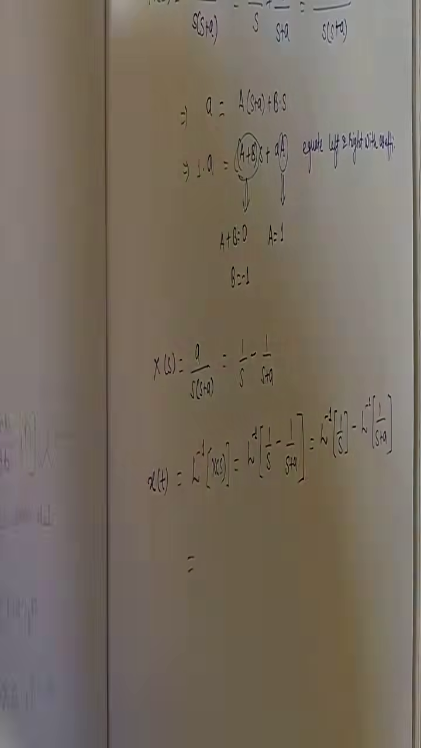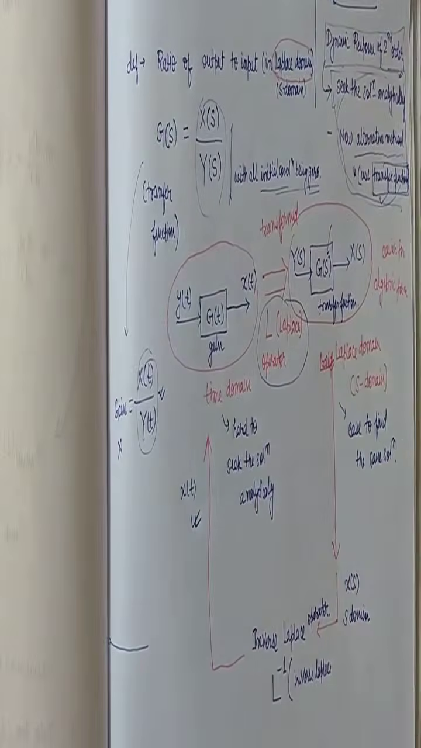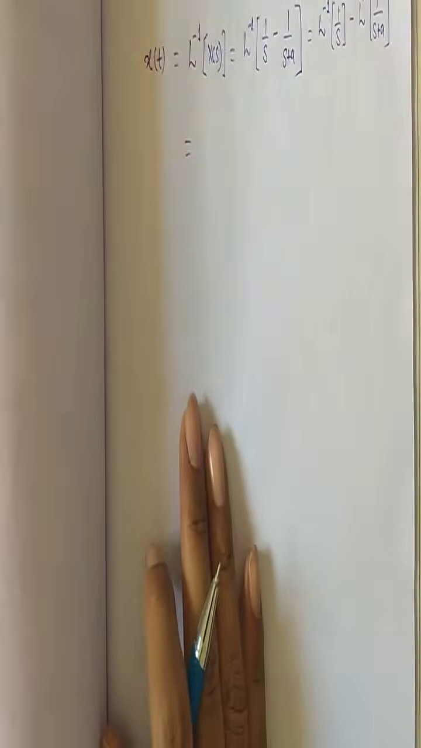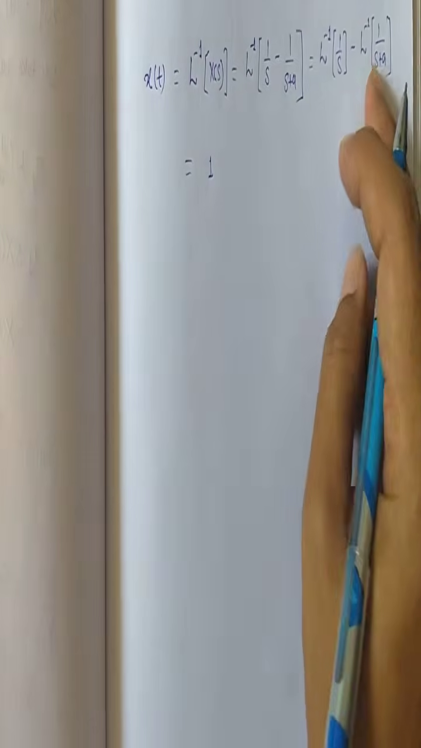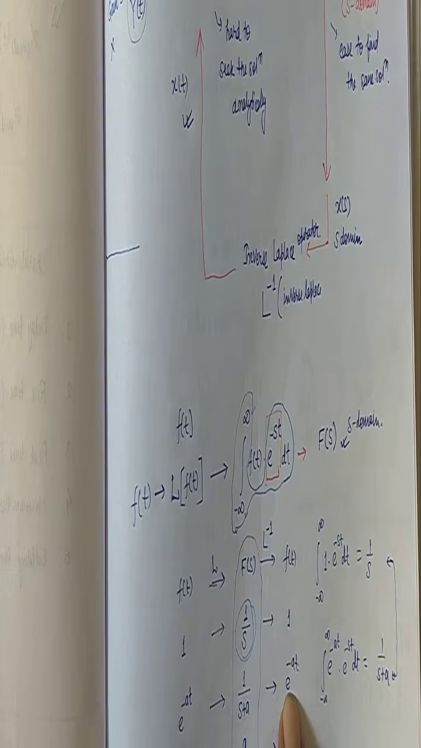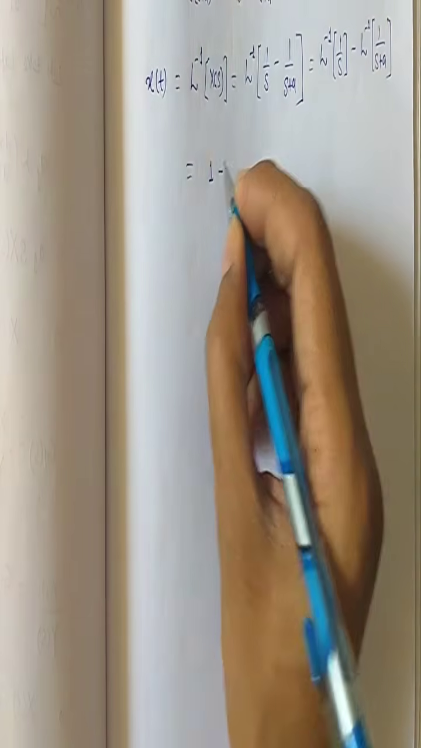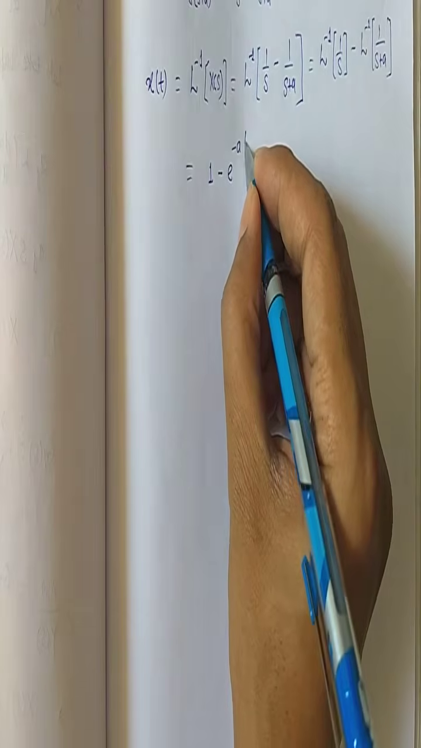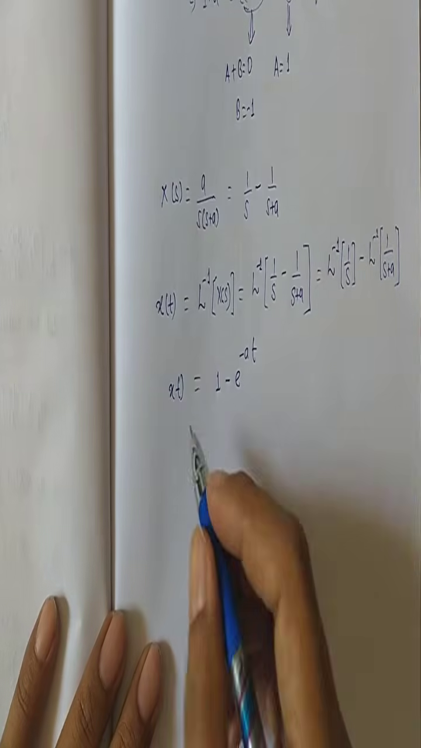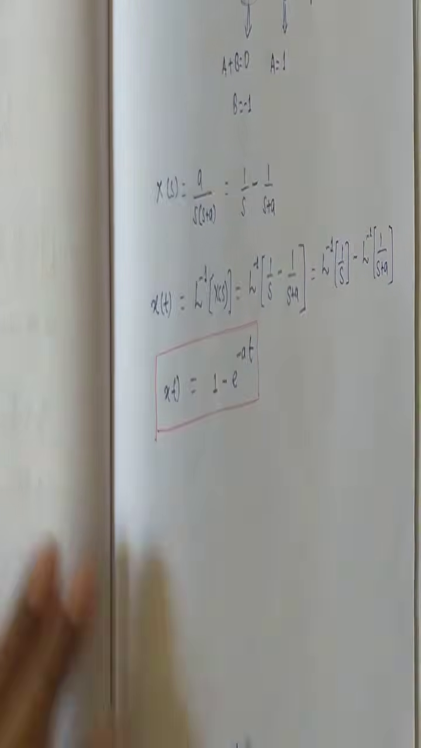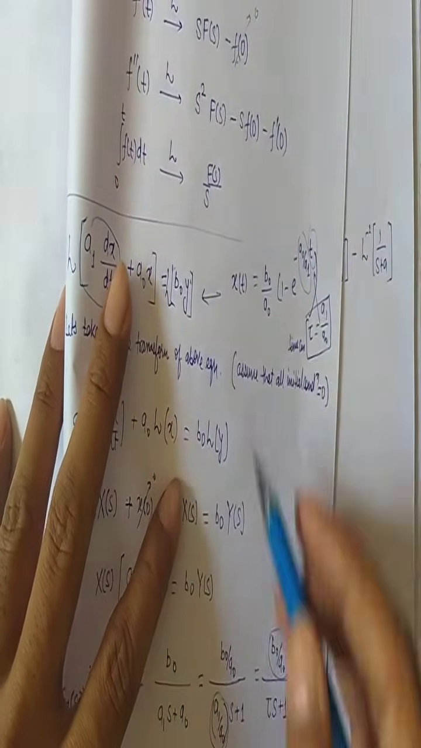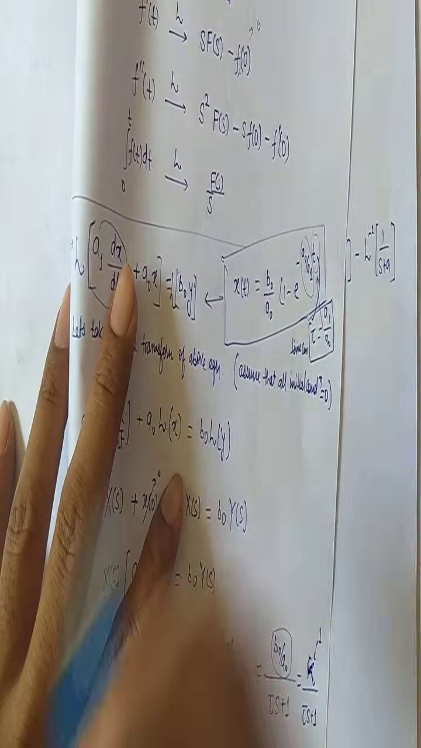This inverse Laplace of 1 upon s is 1. I'll write 1 here. Inverse Laplace of 1 upon s plus a is e raised to the power minus at, so minus e raised to the power minus at. Now your x(t) is nothing but, which is equal to the response we have seen that you are getting in this fashion.